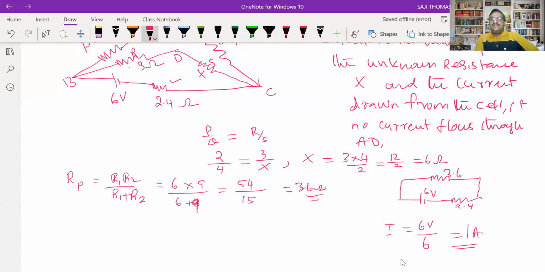Okay. So this is about the Wheatstone bridge principle and its application.